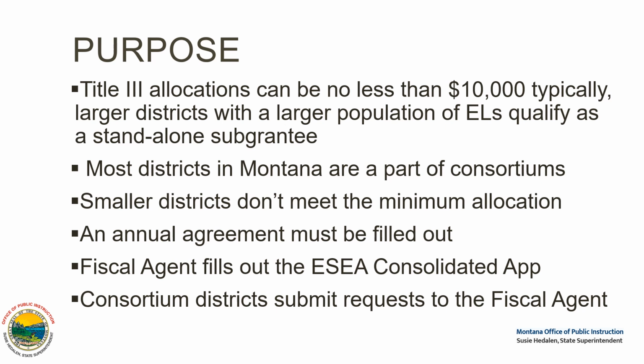And on the fiscal agent's application, they will line item what each district amount is and how they're spending it in the program details. So the consortium districts will not fill out the Title III ESEA consolidated app. The fiscal agents do. Okay, and then when consortium districts are ready to spend down their funds, they will submit requests to the fiscal agent.